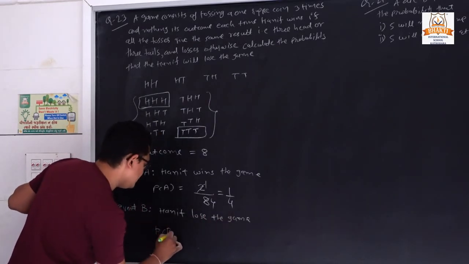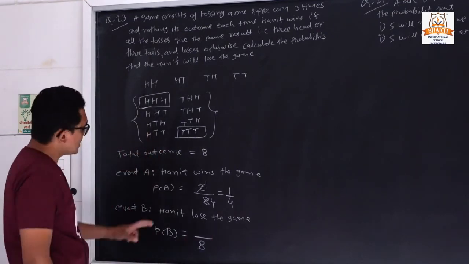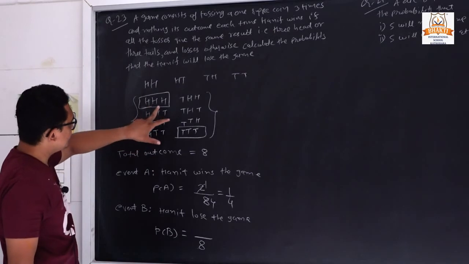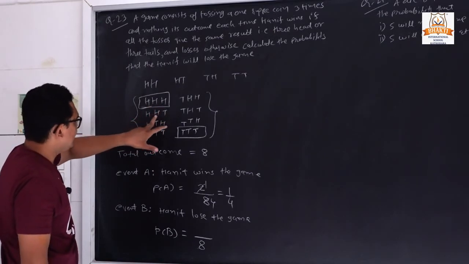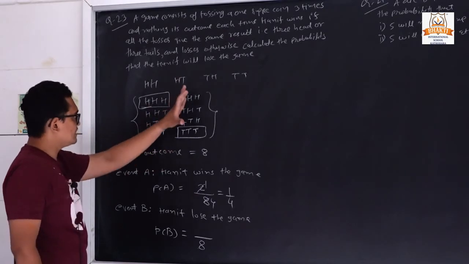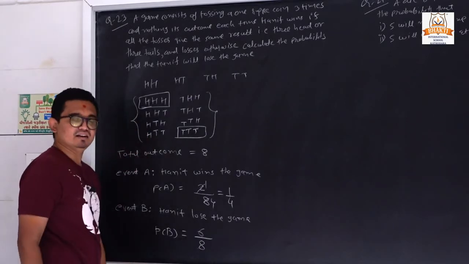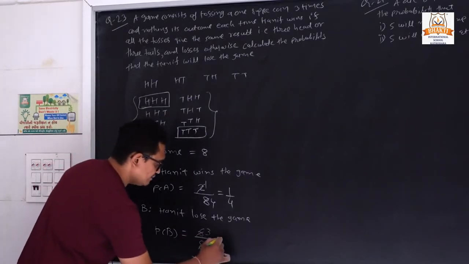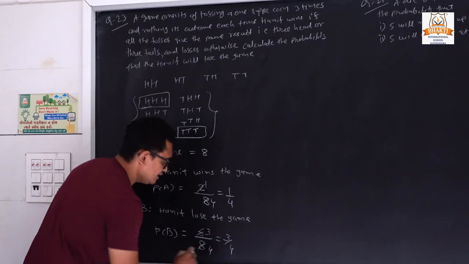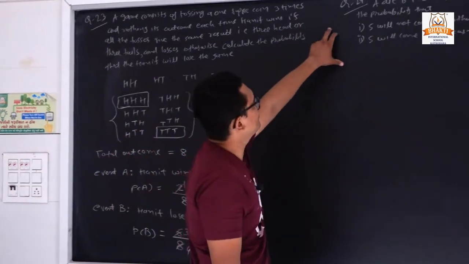So it is P of B. Total outcome is 8. Out of 8, if he gets head tail, or head tail head, the remaining 6 outcomes, Hanif loses the game. Clear? Hanif loses the game. So the answer is 3/4.